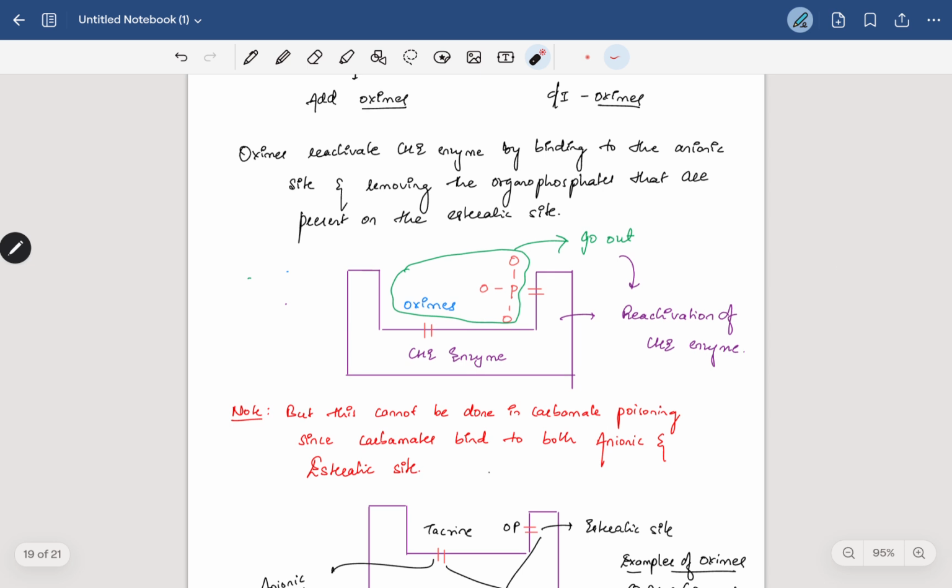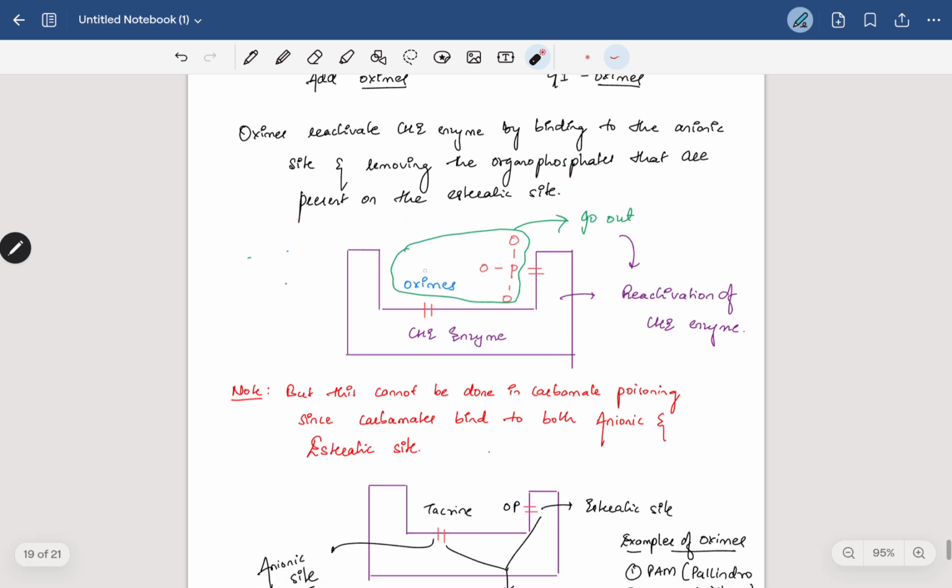So, oximes reactivate. What are oximes? What do oximes actually do? Oximes reactivate the cholinesterase enzyme by binding to the anionic site and removing organophosphates that are present on the esteric site. So look at this. It will go and bind to the anionic site of the enzyme, and organophosphates are already present on the esteric site. It will bind to this and both of them will together go out. So therefore there is reactivation of this enzyme. That is, the normal function of this enzyme can take place. Therefore we said oximes help in the reactivation of the enzyme.